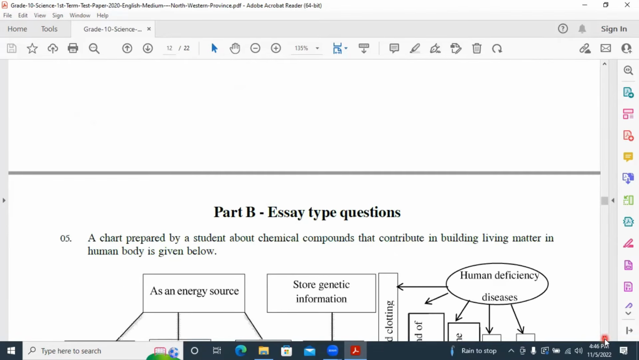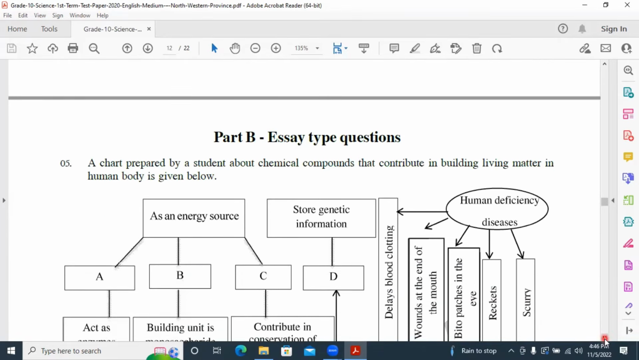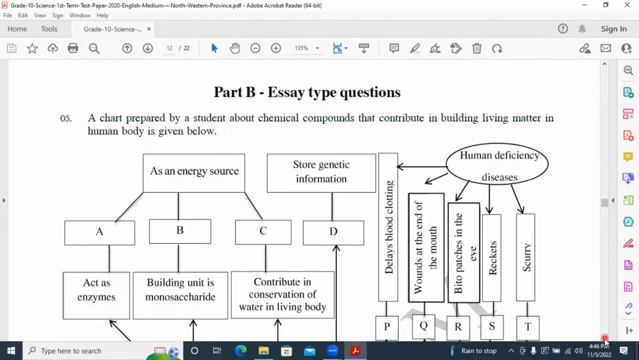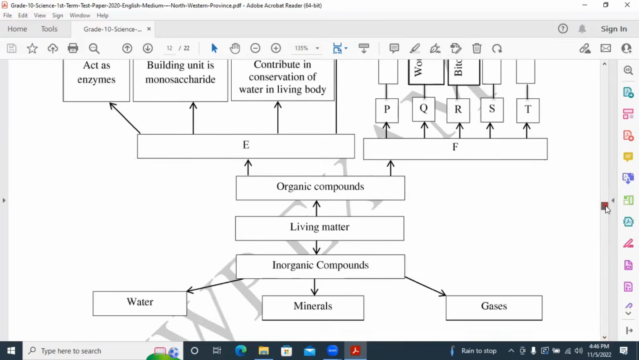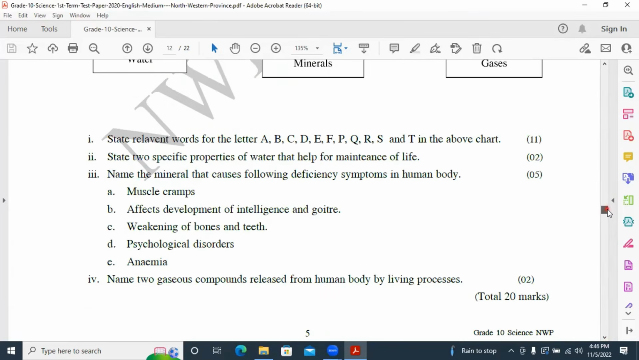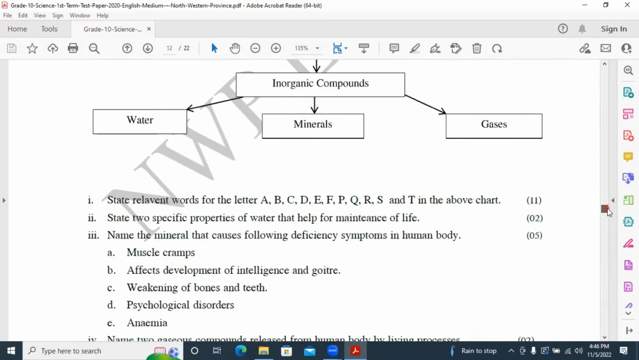Now we will move to part B of the paper, essay type questions. A chart prepared by a student about chemical compounds that contribute in building living matter in the human body is given below. State relevant words for the letters A, B, C, D, E, F, P, Q, R, S, and T in the above chart.